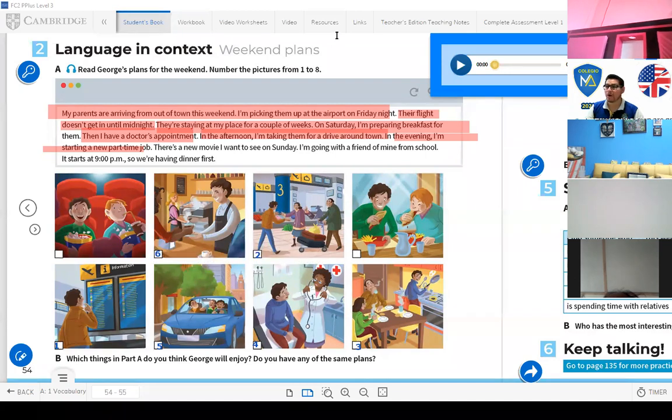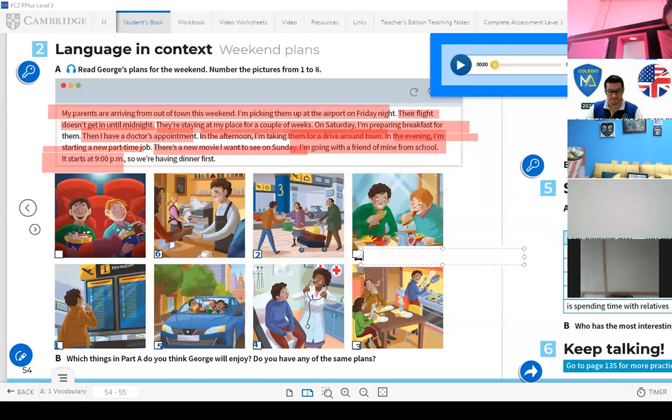That's it. What else? Here it says, there's a new movie I want to see on Sunday. I'm going with a friend of mine from school. It starts at 9 p.m. But it says we're having dinner first. Okay, first is the dinner.